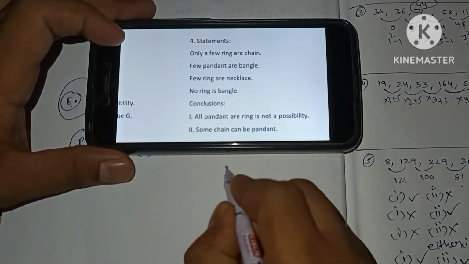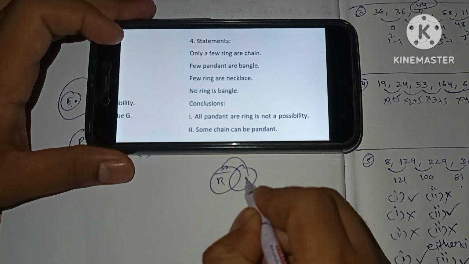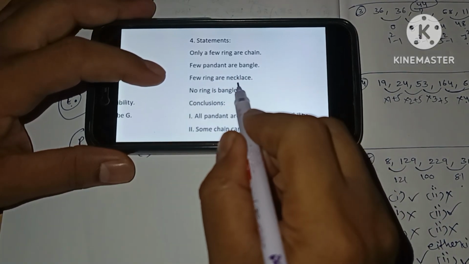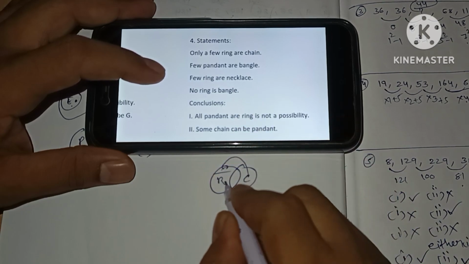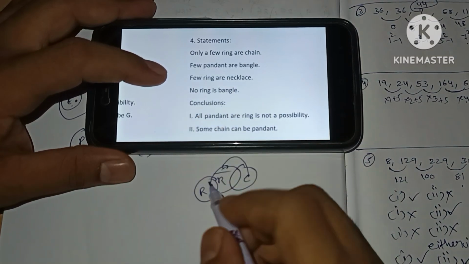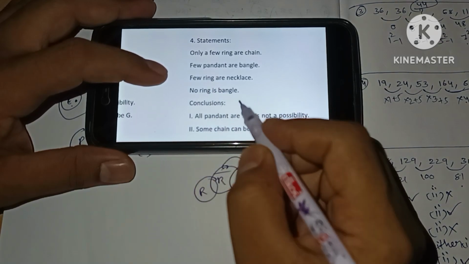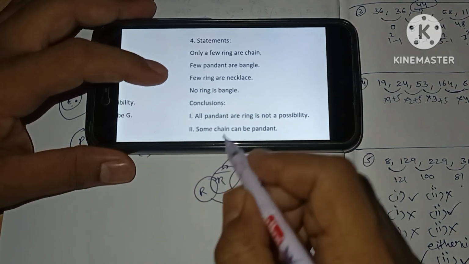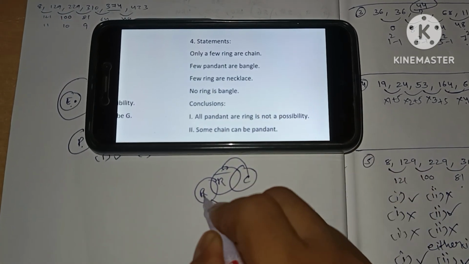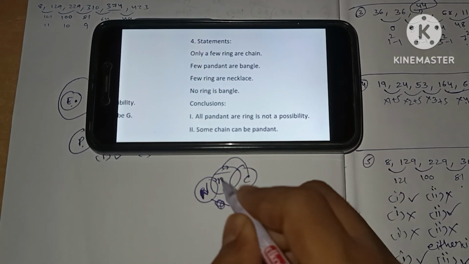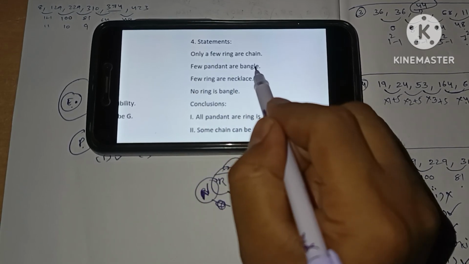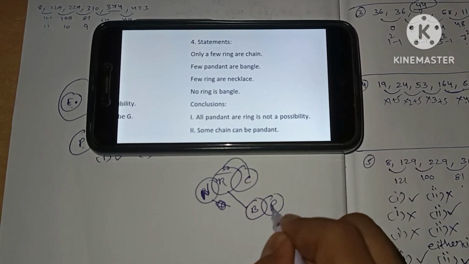Only a few ring is chain. Few pendants are bangles. Few ring is necklace. Few ring is necklace means some ring is necklace. No ring is bangle. This is necklace. No ring is bangle. Few pendants are bangles means some pendants are bangles.